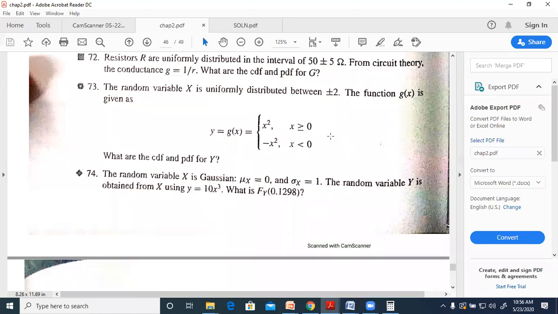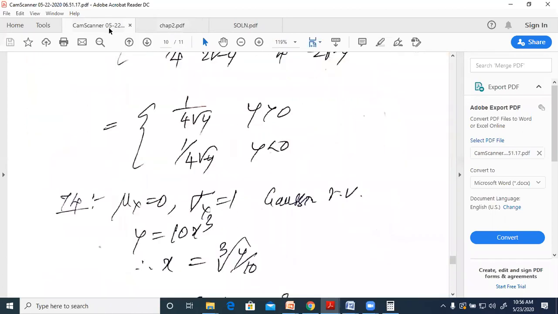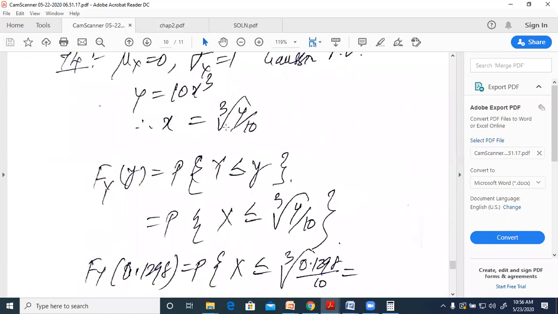So with respect to that, we can try to find out the value of F_Y(0.1298). So mu_X is given, sigma_X is given, Gaussian random variable is considered, Y is equal to 10X cube, so X will be equal to cube root of Y by 10. F_Y(y) will be equal to P(Y less than or equal to y), and that will turn out to be X less than or equal to cube root of Y by 10, which should be written from here, right?